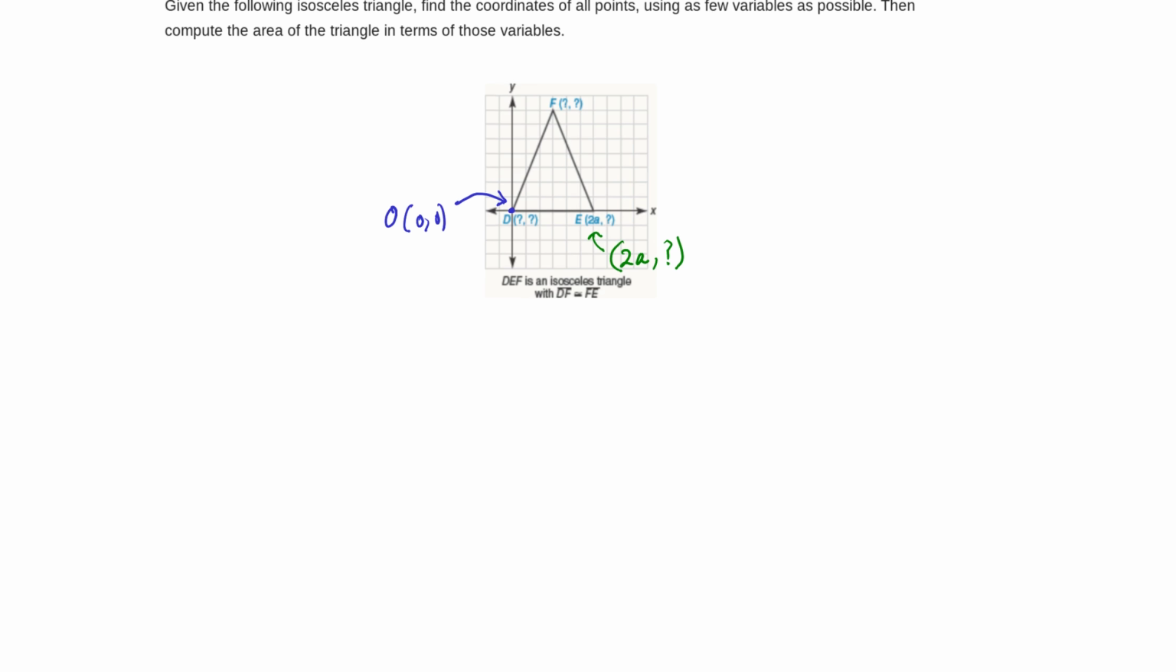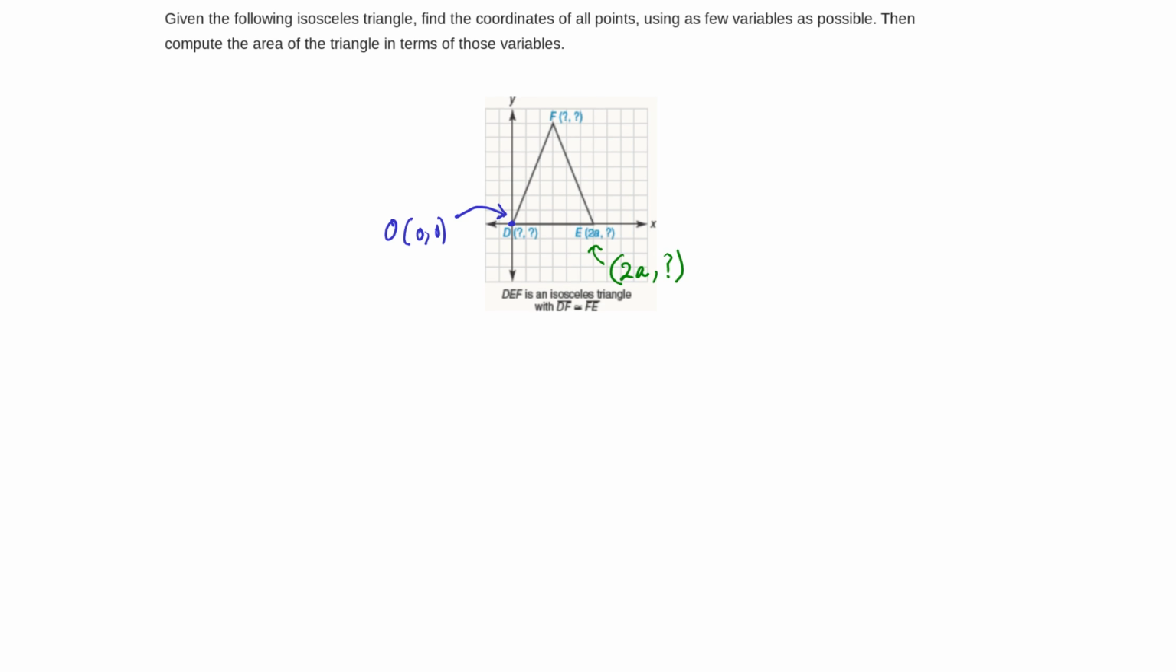Remember, when you define coordinates, you're allowed to put the origin wherever you want, but then you have to live with the consequences of that. So in this case, we can put our origin at D, and we're going to have to figure out where everything else is. We're not going to be allowed to just make up whatever we want for those. So right now we have that our point D is the origin.